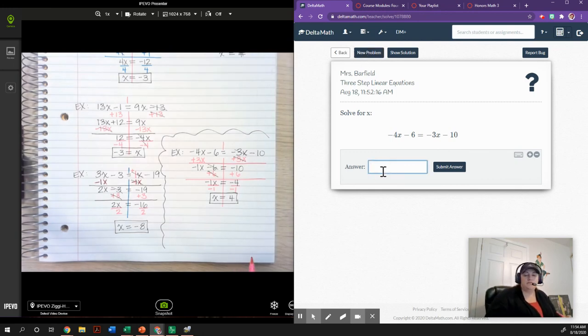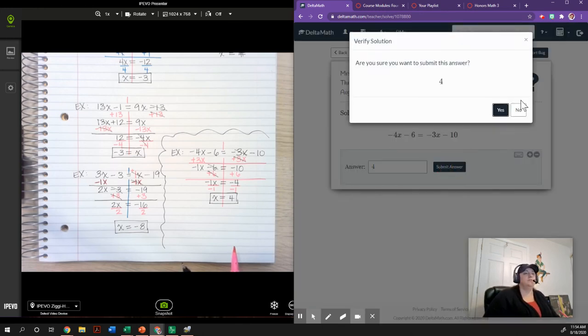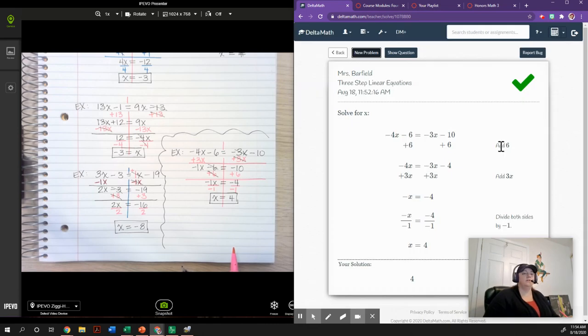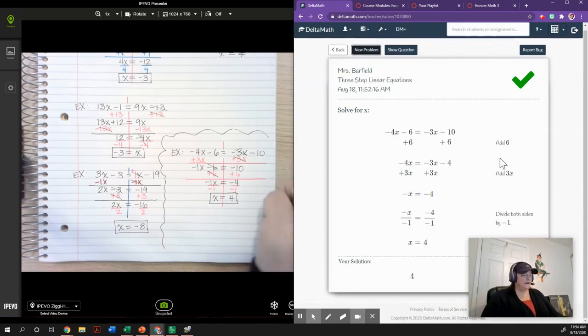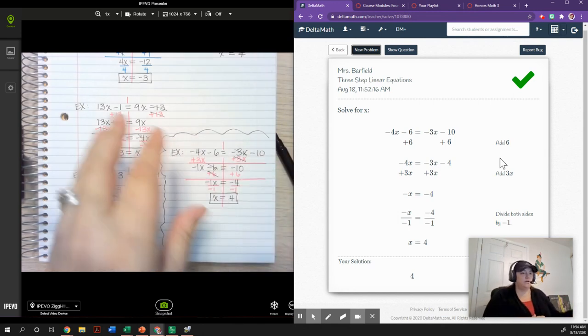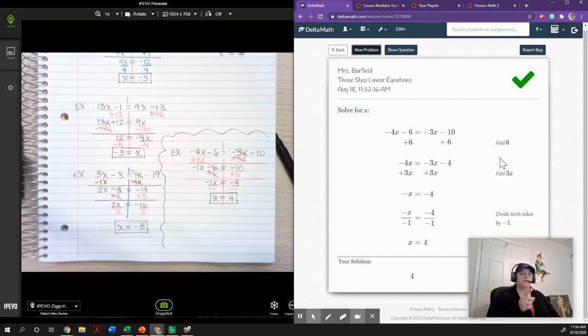And remember, you don't have to type in x equals 4. You can just type in 4. Submit your answer, and you're good. Okay? All right. So you've got 3 solid examples. You've got one of them where I've worked it 2 different ways, and you saw on the screen that Delta Math solved it the 3rd way. So it'd be interesting to see if you figured out the 4th way.